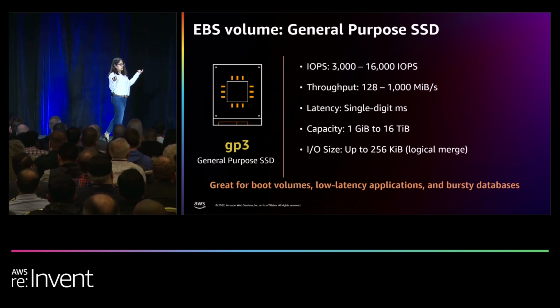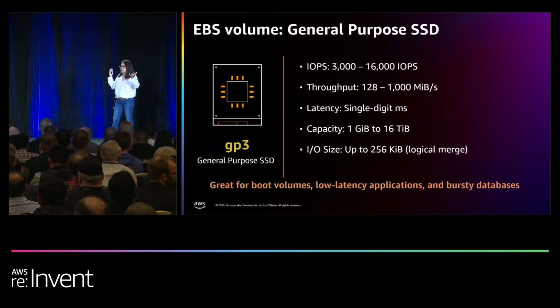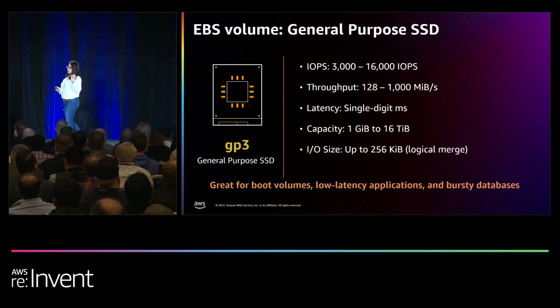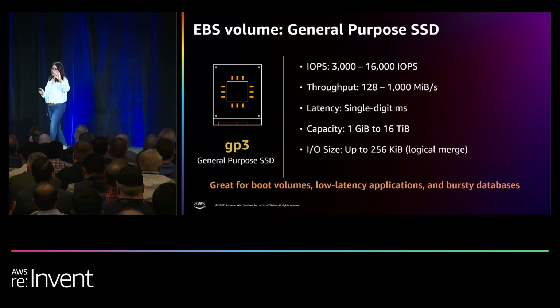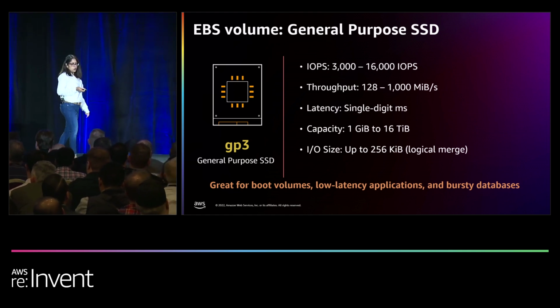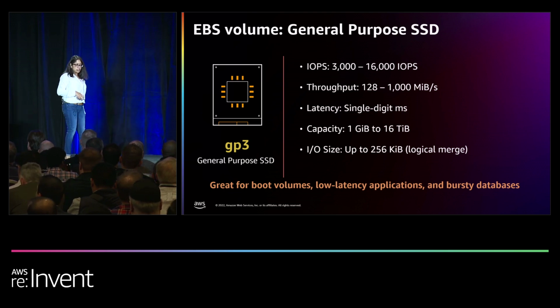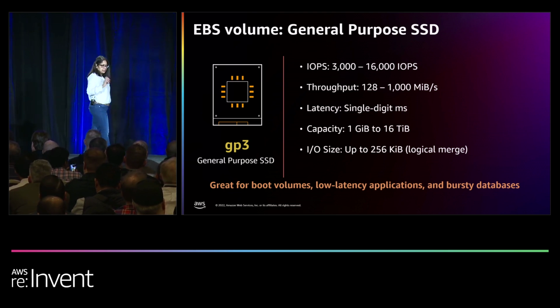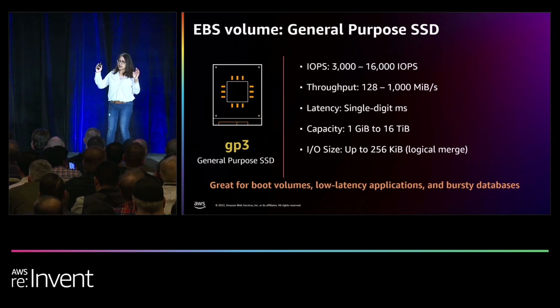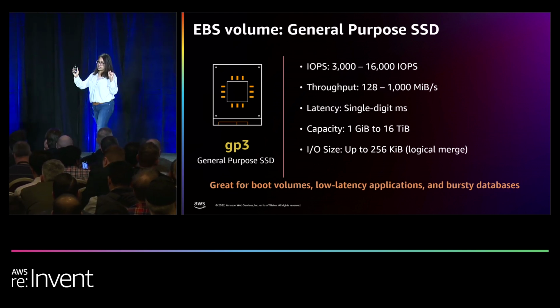So if you are running your intense workloads, database workloads, all your critical applications that you require to work faster, it works great. As I mentioned, capacity increases and the IO size goes up to 256 KB for the logical merge.